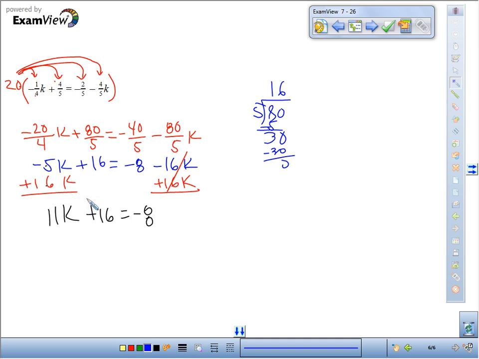I need to get rid of the 16, so I need to do the inverse, which is subtract 16. We're left with 11k equals -8 minus 16, that's -24. Right?